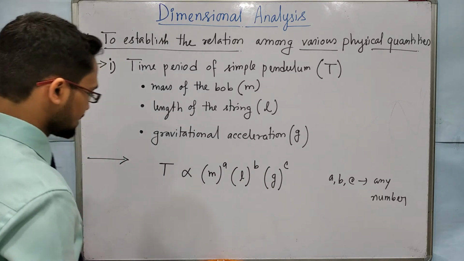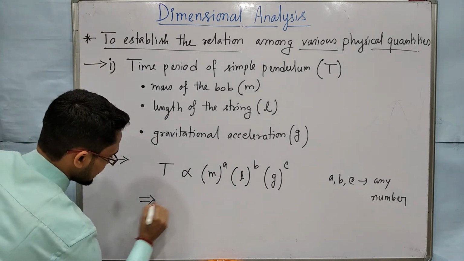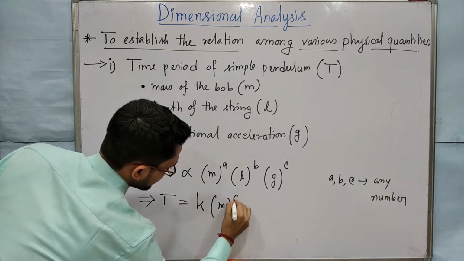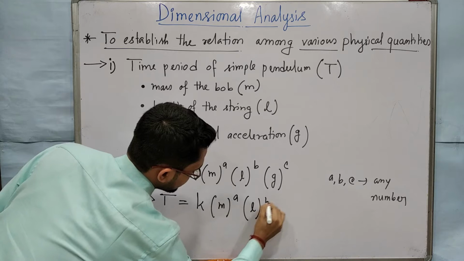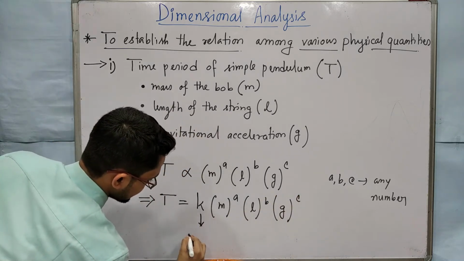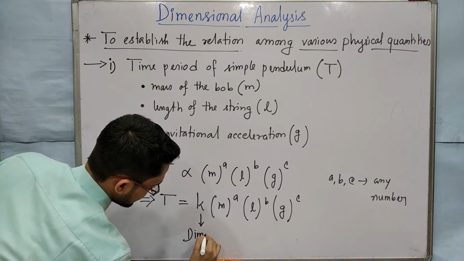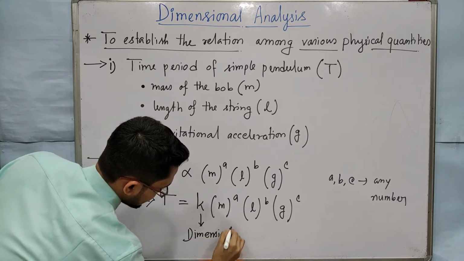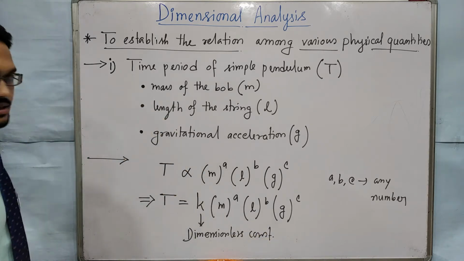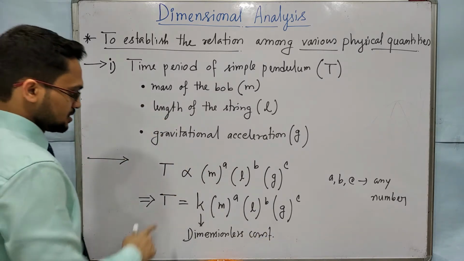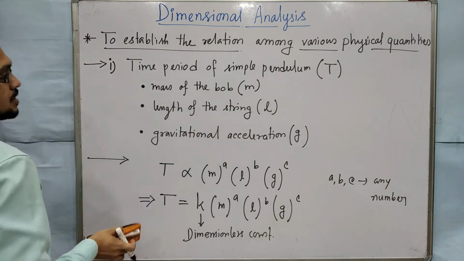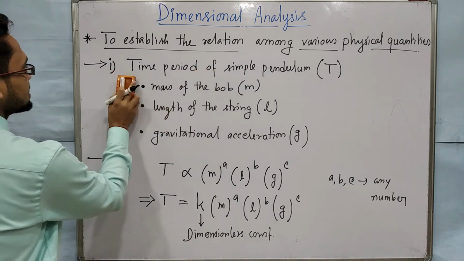Next we will remove the proportionality sign. So T equal to a constant k times m to the power a, l to the power b, g to the power c, and this constant is a dimensionless constant. Understand the step? So T equals this. Now what will you do? I am erasing this part.